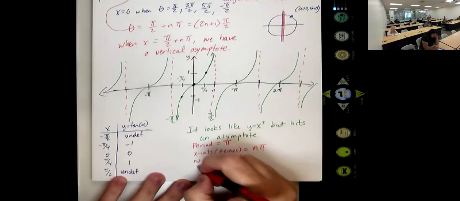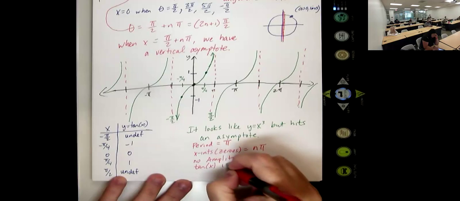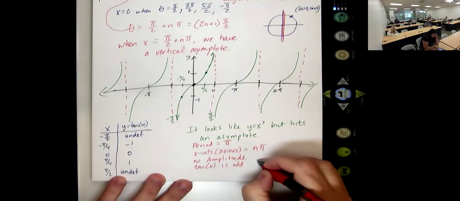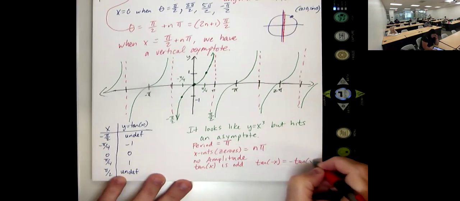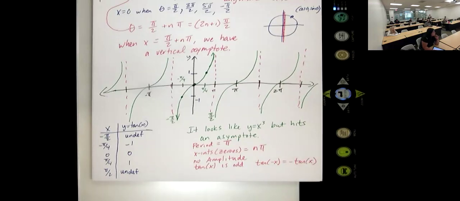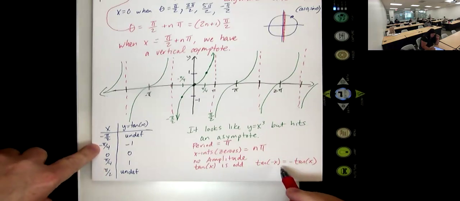Tangent is an odd function, which means tangent of negative x equals negative tangent of x. And we see that with the pi over 4s. I mean, we could do more values, but we don't need more values. If I stick in negative pi over 4, the negative comes out. So tangent of pi over 4 would be 1, but tangent of negative pi over 4 is negative 1, so the negative sign comes out.